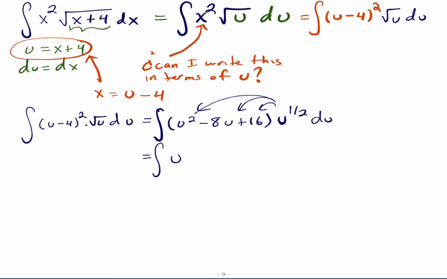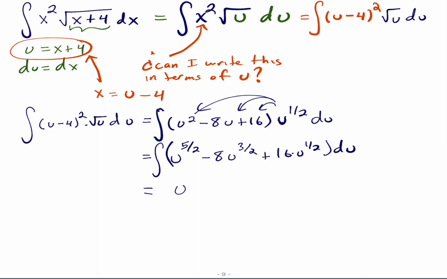So then what would that be? U to the 5/2, right? Minus 8u to the 3/2 plus 16u to the 1/2. That's a little bit of work, but that's completely doable, right? I mean, that's a pretty easy antiderivative. We've done this quite a bit before.